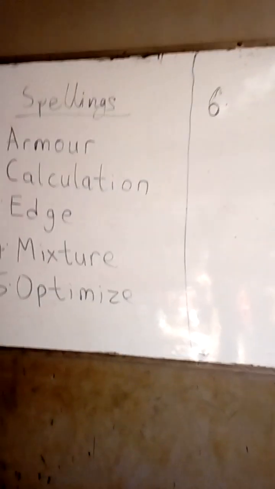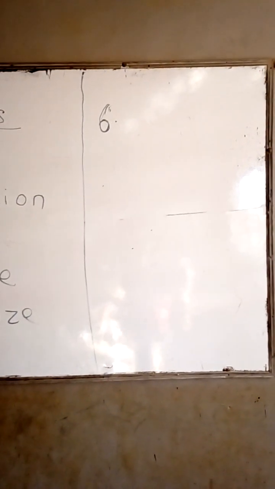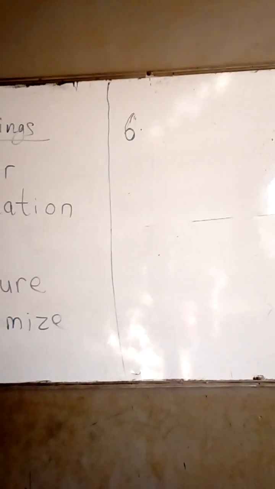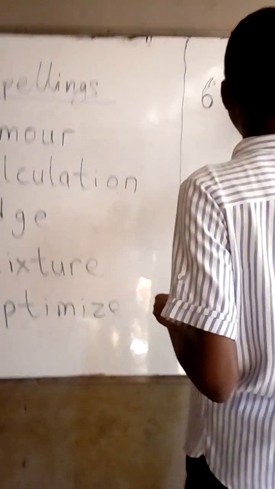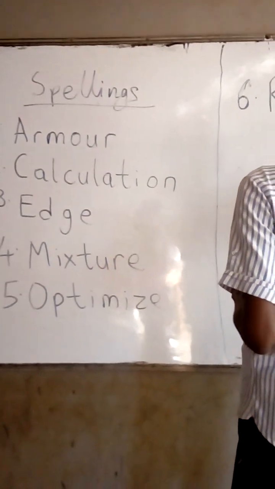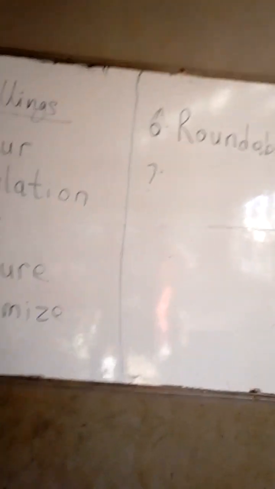Spell roundabout. Good. Roundabout is R-O-U-N-D-A-B-O-U-T. Let me give you one more word.